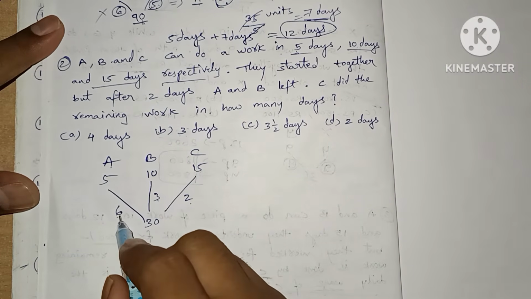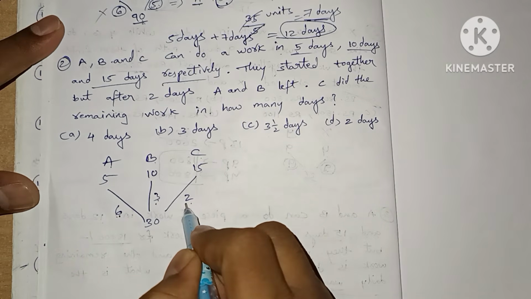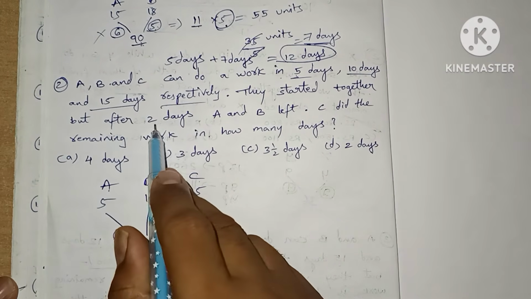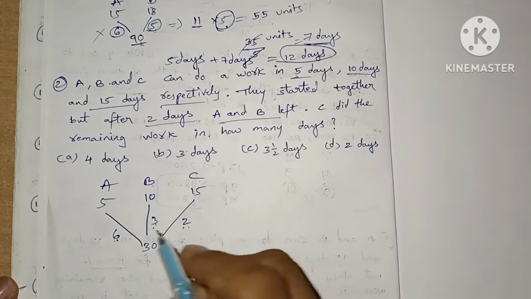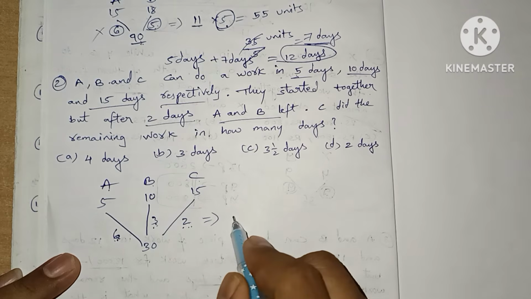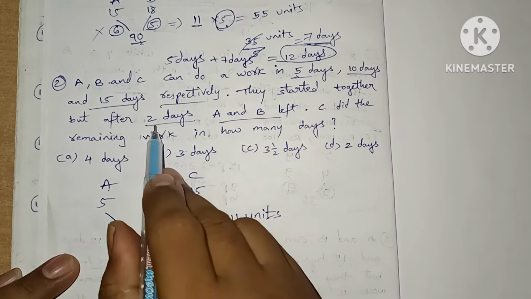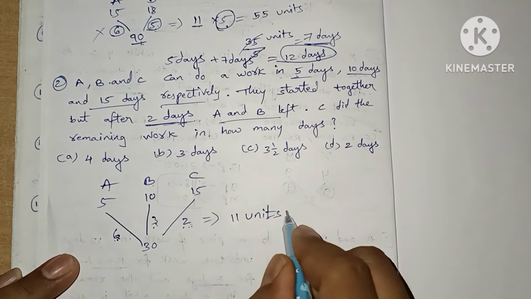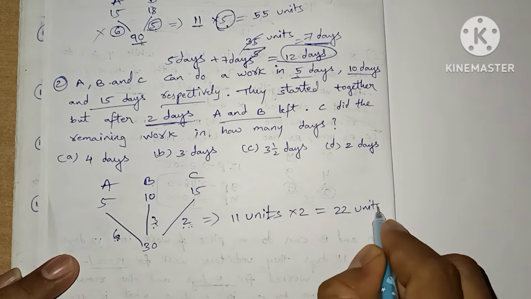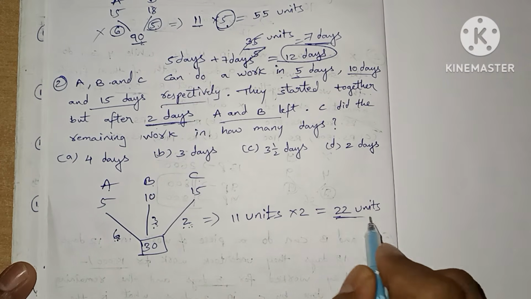Per day, A can complete 6 units, B can complete 3 units, and C can complete 2 units. The question says that they started together, but after 2 days, A and B left. So all three together complete 6 plus 3 plus 2, 11 units per day. But they all worked together for only 2 days. 11 into 2 days, they have completed 22 units only. But the units they need to complete is 30, and they completed only 22 units.